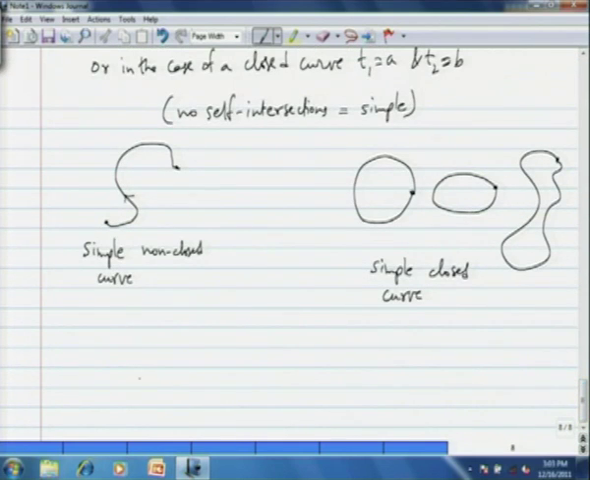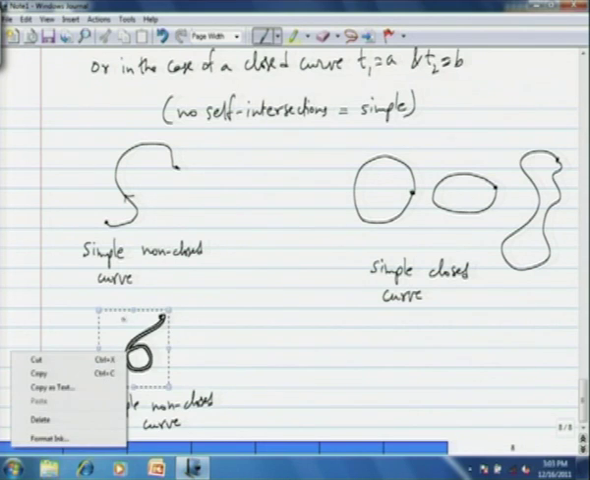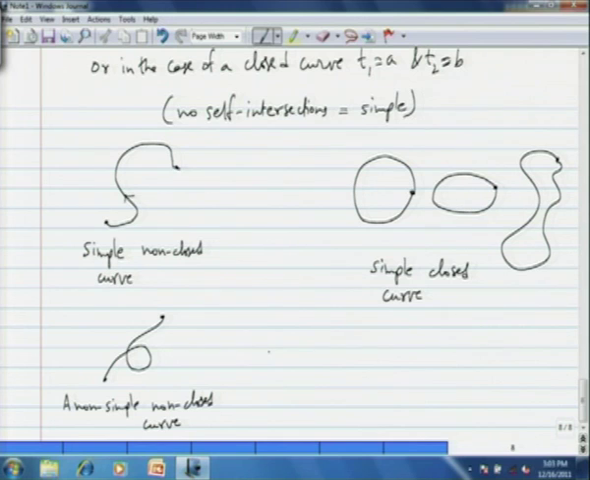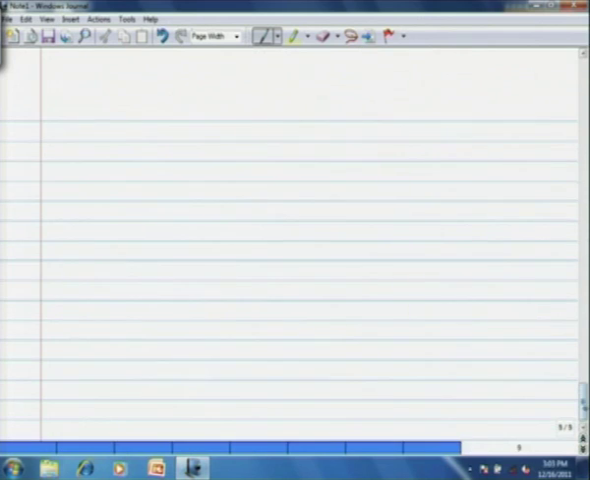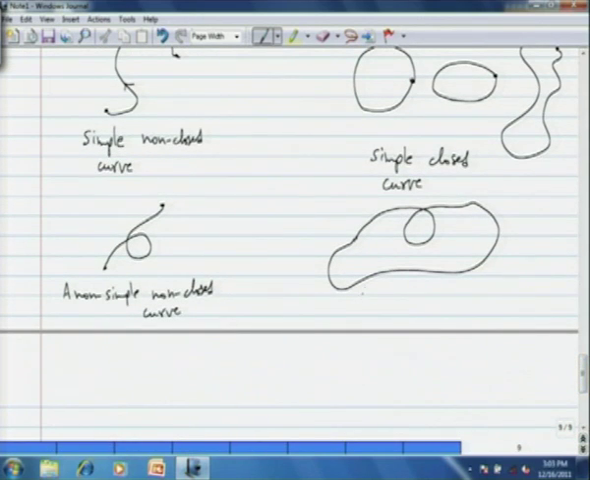And something like this, where the initial point is not equal to the final point and there are self intersections, is a non simple non closed curve. It is non closed, that is clear, the initial and final points are not equal. It is not simple because there is a point of intersection. And likewise, here is a curve which is closed, a non-simple closed curve.